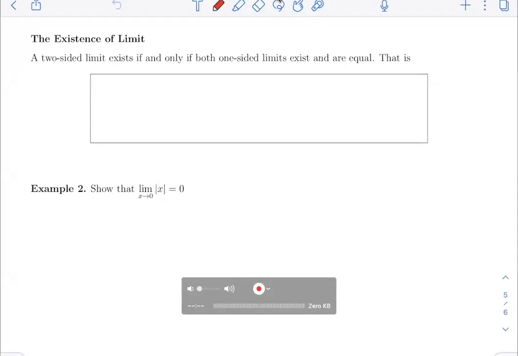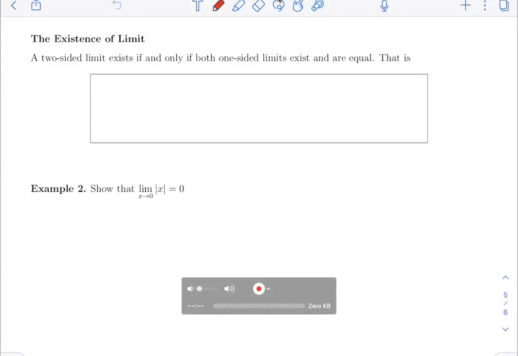Hello, everyone. I just want to come back to the idea of the existence of limits. Last time we talked about different limit laws, and you can calculate the limit of a function using limit laws. In addition to that, we can find the limit of functions using the idea of the existence of limits.